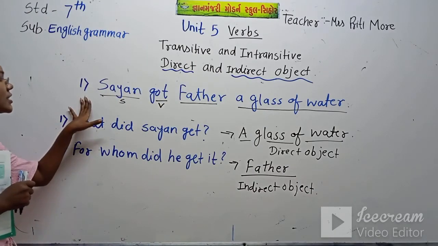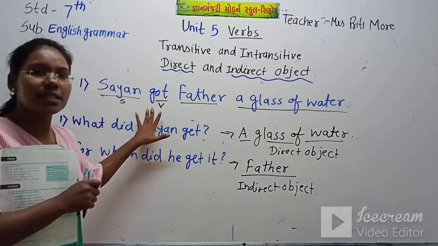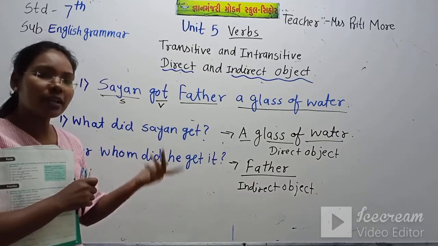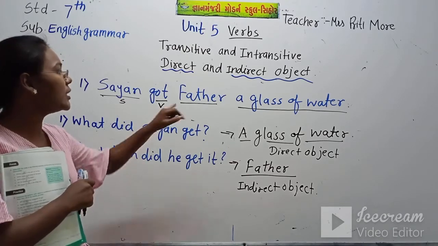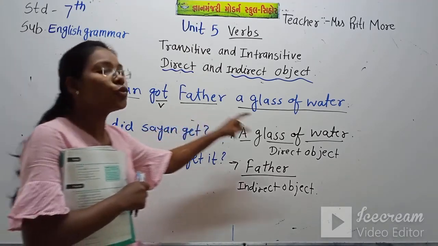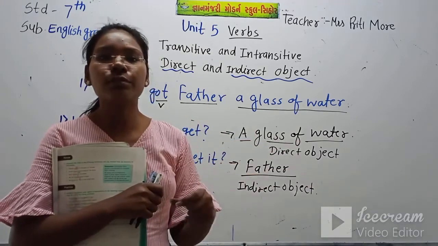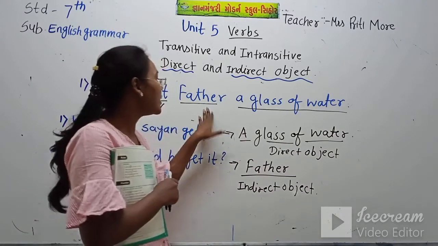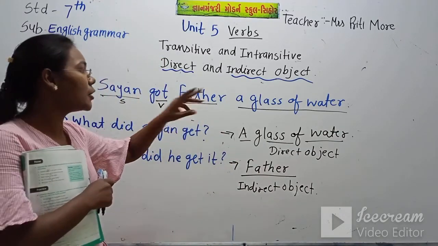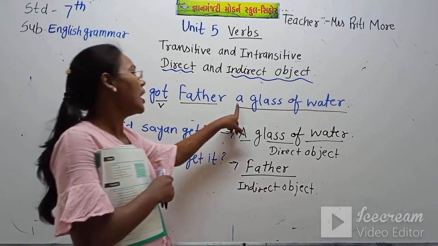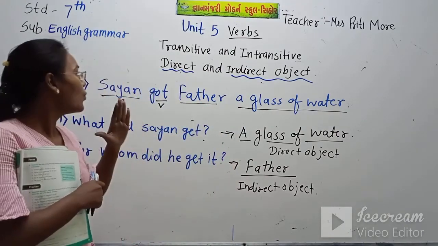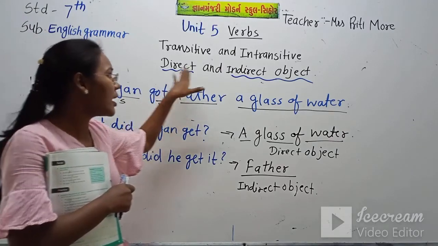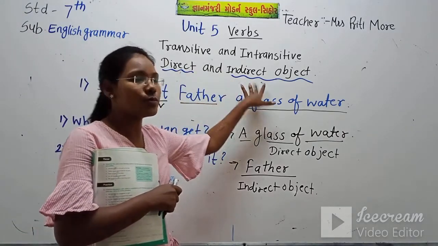So this sentence has a transitive verb, and the transitive verb needs an object. It requires an object, but in this sentence there are two objects. Sometimes a transitive verb needs two objects, and here there are two: one is father and one is a glass of water. We just have to find out which is the direct object and which is the indirect object.